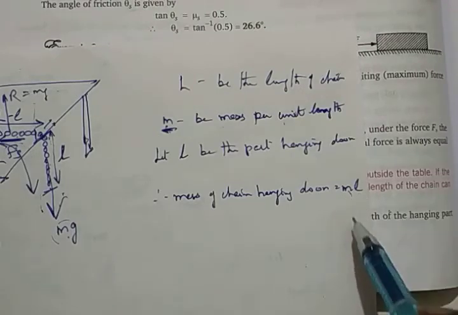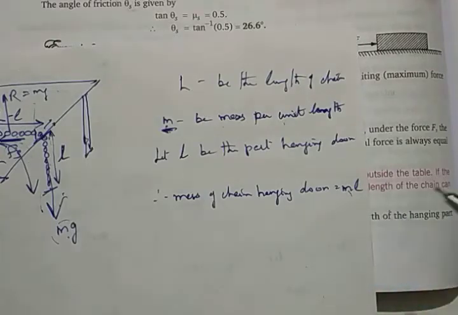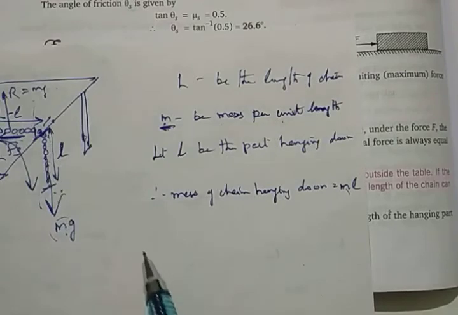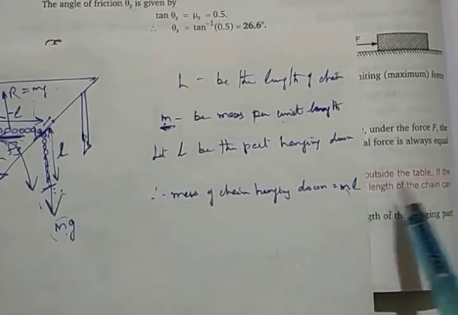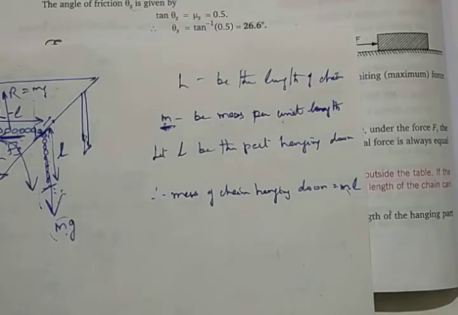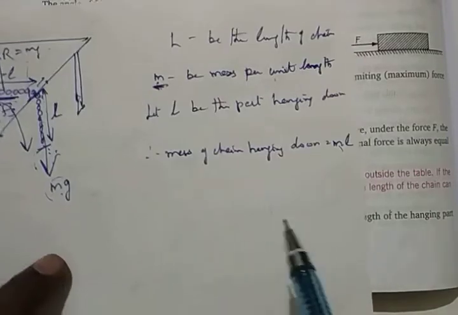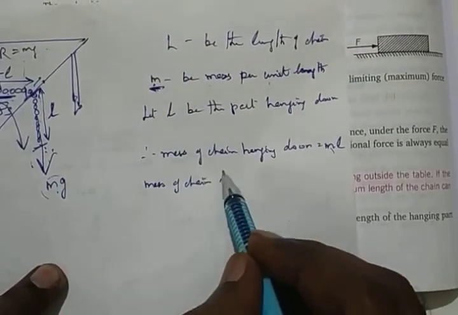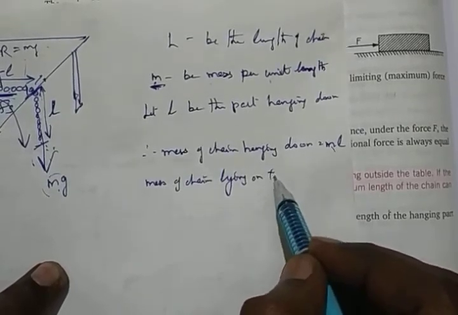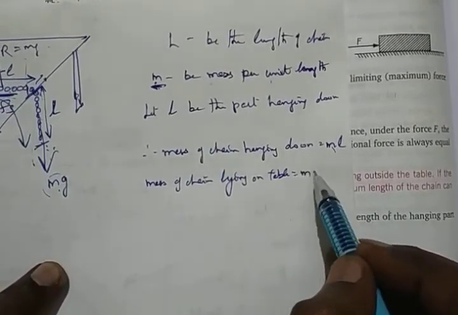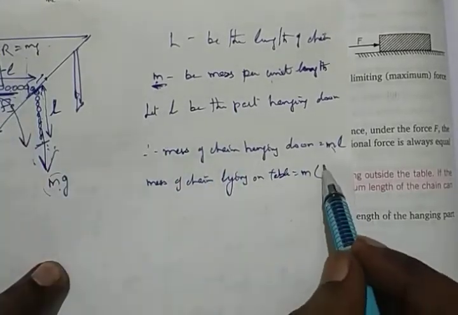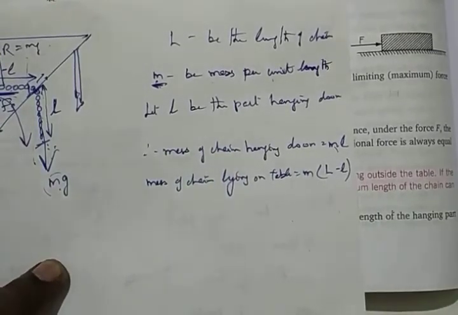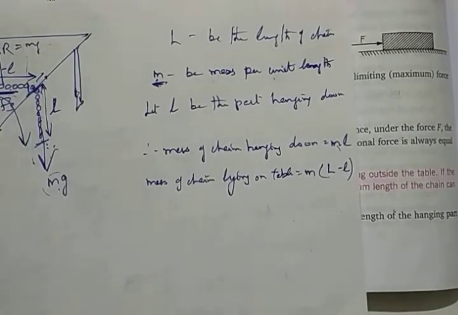Whenever you multiply mass per unit length into another length, it becomes the mass itself of this particular part of the length. So from here to here, it is m into l, mass per unit length into l. The next one is mass of chain lying on table. How much is it? m into the rest of this, capital L minus small l. That is the mass. Okay, fine. Now things are quite defined. So first of all, we need to give that final shape of the equation and then finally solve this question.